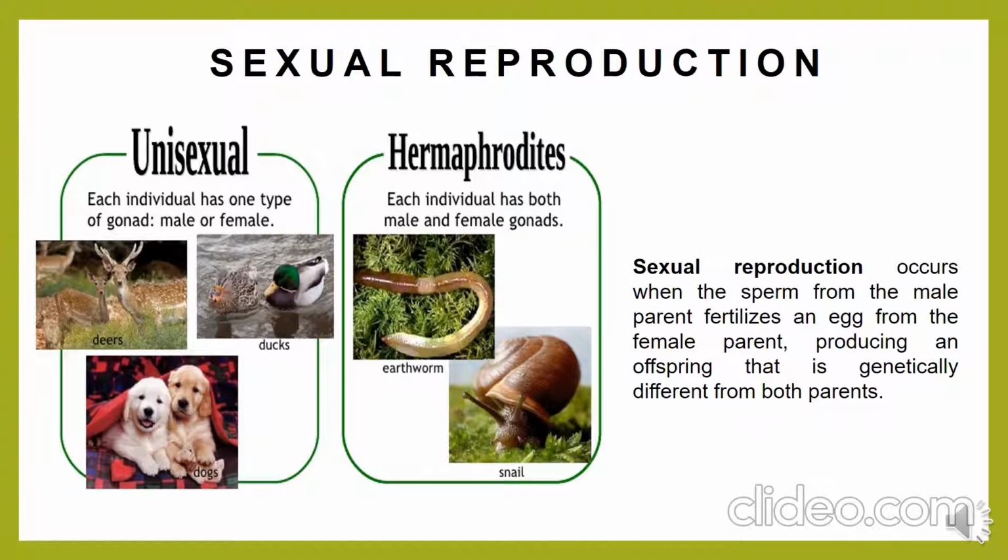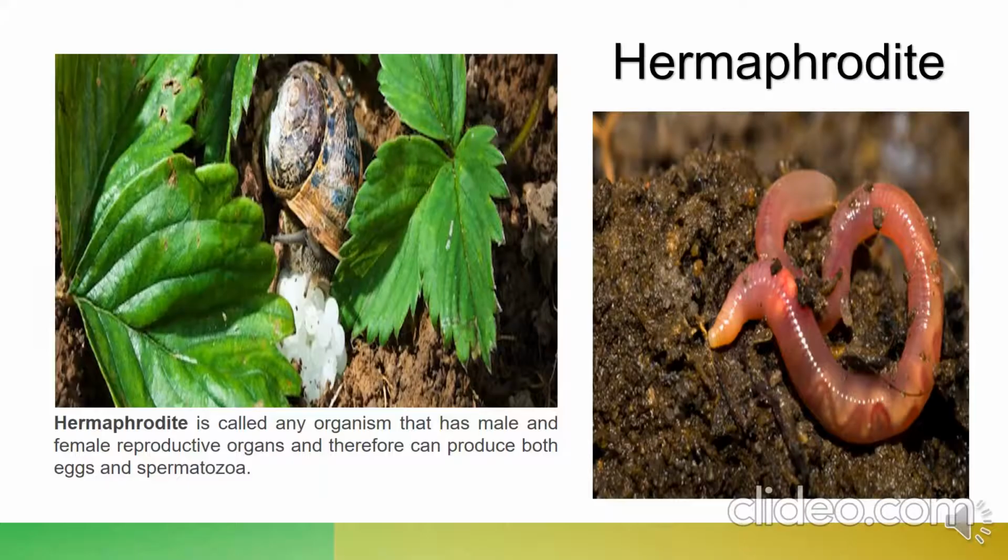When an organism has one type of gonad, it is called unisexual. But when an organism has both male and female gonads, the organism is called a hermaphrodite. The earthworm and the snail are examples of hermaphrodite organisms because they have male and female reproductive organs, and therefore they can produce both eggs and spermatozoa.